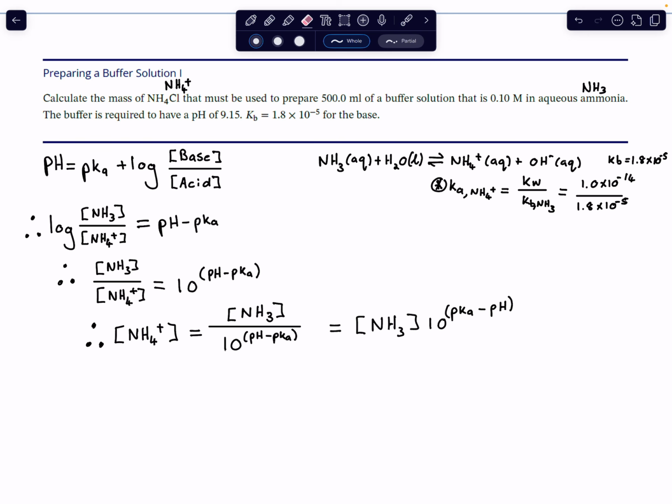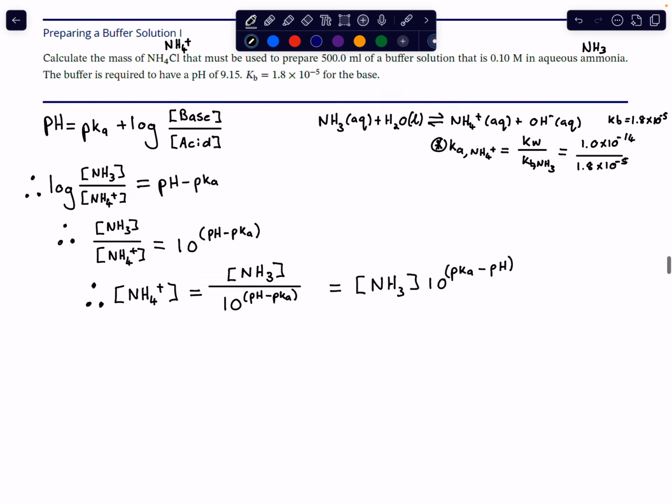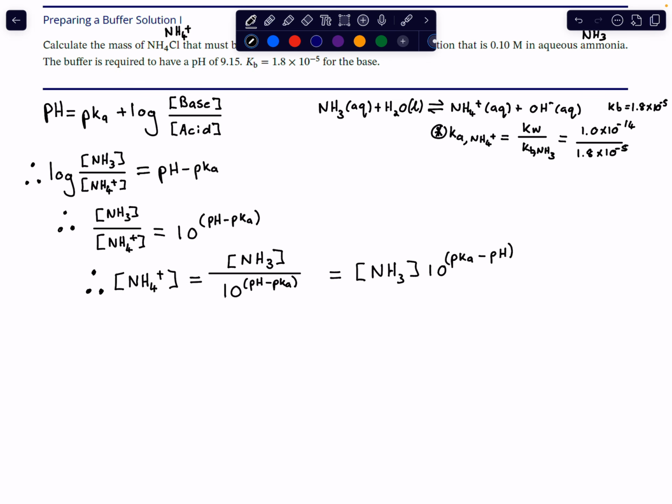Alright, so that's the concentration of the ammonium. Sorry, ammonium. So what is the concentration, or let's go and do this. We can actually still write something more, NH3, and then it becomes 10 to the power, pKa is negative log of Ka, and that's minus the pH.